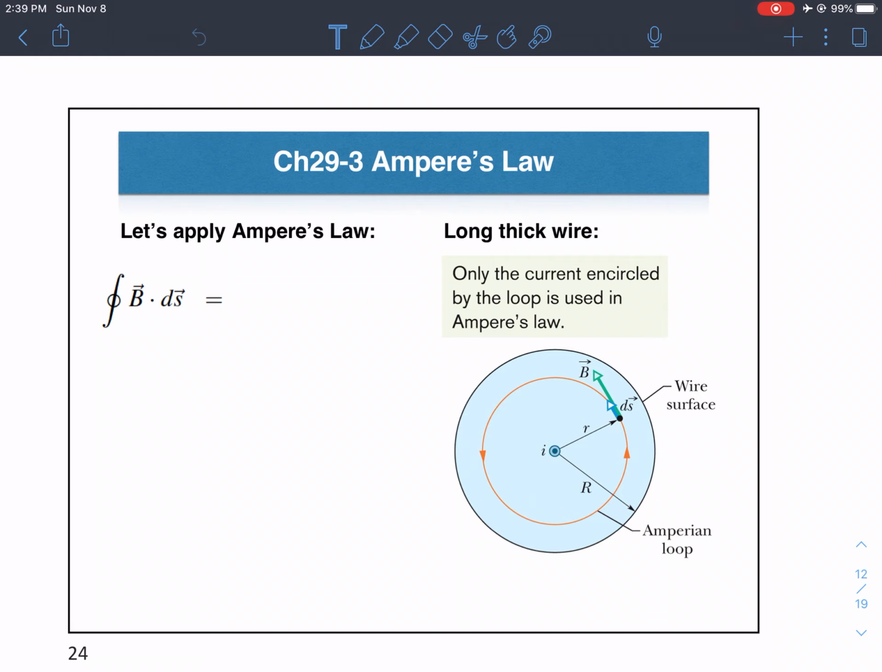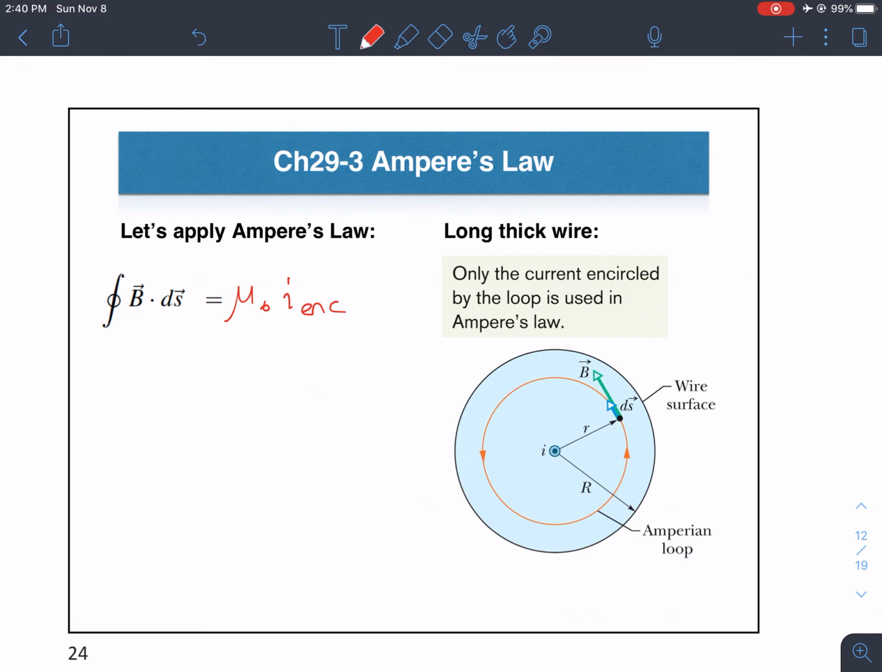As you can see, it is symmetrical, so it's concentric with the wire. That makes the magnetic field uniform along this path, and it's going to be the same magnitude at any point on that orange line. Once again, we are applying Ampere's law, starting with the integral of B dot ds, and that is mu naught I enclosed.